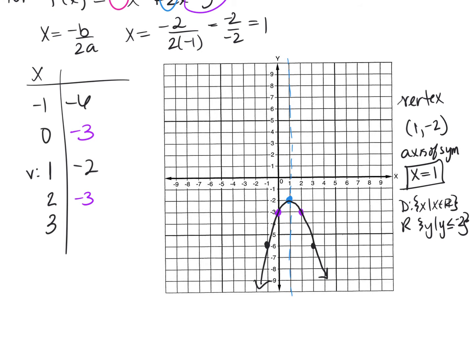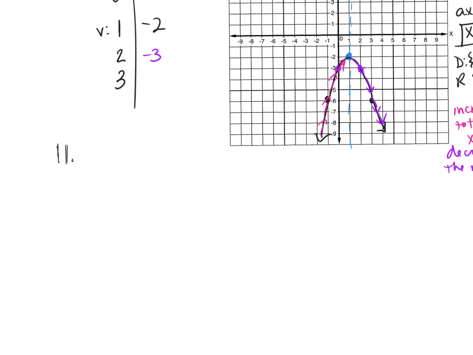Where is it increasing and decreasing? Well, I read the graph from left to right, so it's increasing to the left of x equals 1, but we always look at that axis of symmetry. It's increasing to the left of the axis of symmetry, 1, and it's decreasing to the right of 1, x equals 1.